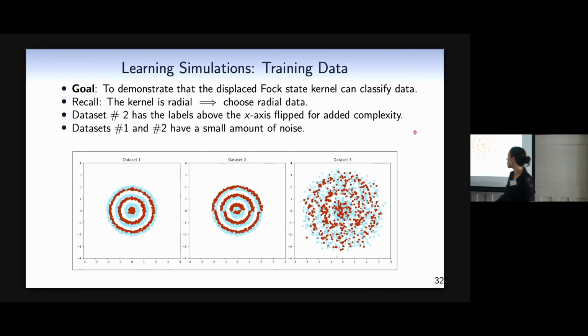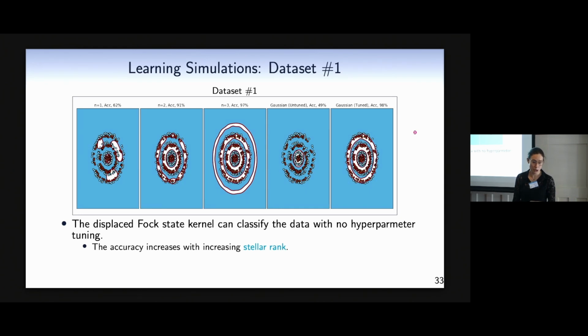And there's noise in all of them, a small amount of noise in data set 1 and 2, and then about as much noise as you can get before you have complete chaos in data set 3. And what have we shown?